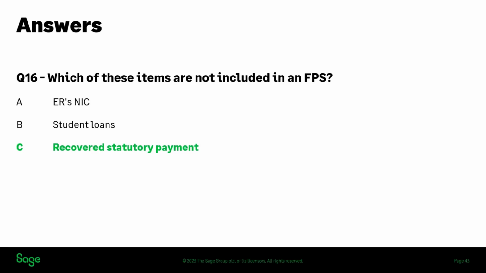So the employer and employee national insurance, as well as any student postgraduate loans and PAYE tax, is all included in the FPS. But if you've recovered a statutory payment, you will need to send an EPS, an employer payment summary, at the end of the tax month you've claimed it for. So the recovered statutory pay is not in the FPS.